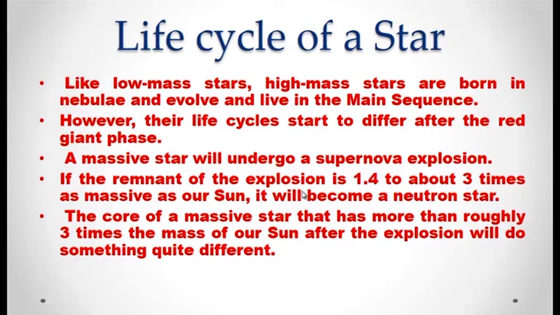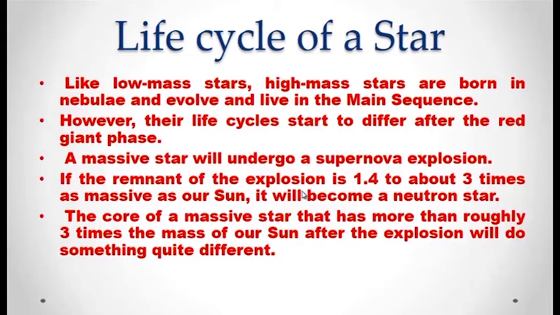Like low mass stars, high mass stars are also born in a nebula and evolve and live in the main sequence. It reaches the protostar stage, then main sequence. After main sequence, red giant. High mass stars also will reach the main sequence. After reaching the main sequence, then reaching the red giant, their life cycle starts to differ after the red giant phase. A massive star will undergo a supernova explosion.